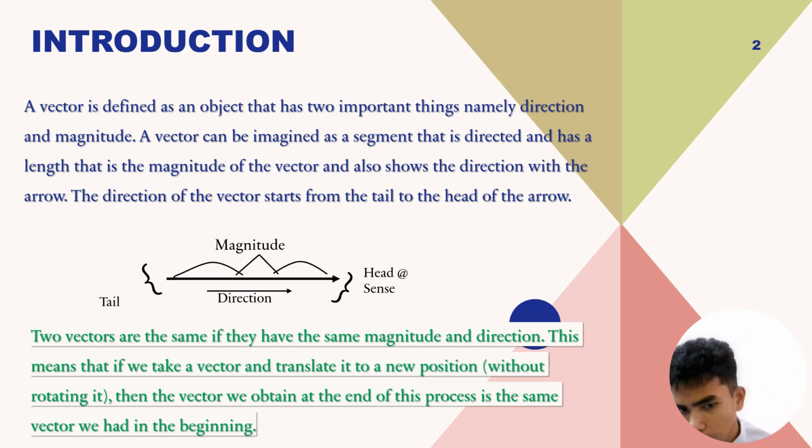Of course, before we move on to further knowledge, we need to know about the introduction of vectors first, so we can understand vectors more deeply. A vector is defined as an object that has two important things, namely direction and magnitude. A vector can be imagined as a directed segment with a length, which is the magnitude of the vector, and it shows the direction with the arrow. The direction of the vector starts from the tail to the head of the arrow.